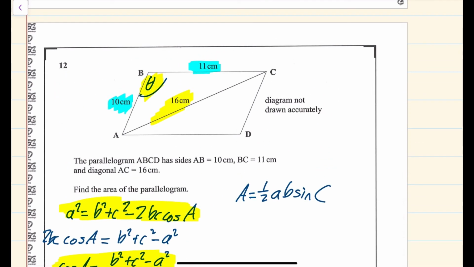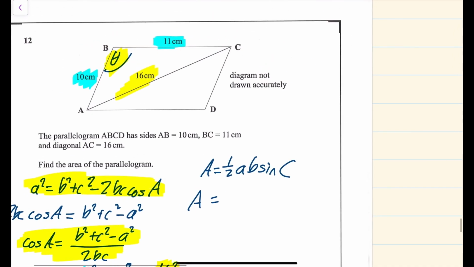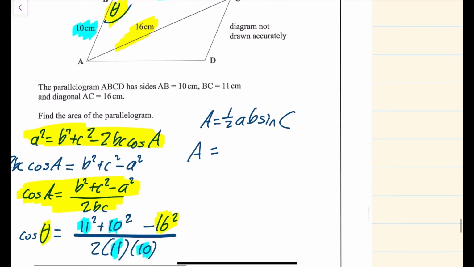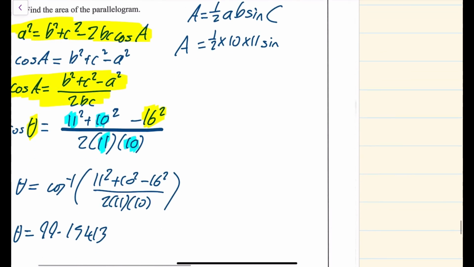So now we've got this, folks, we've got the angle. We can find the area of this whole triangle here. That's what we're going to be doing now. So find the area of this whole triangle. So your sides are in blue and your angle is in yellow. So it's going to be a half times 10 times 11 times sine of my angle down here.